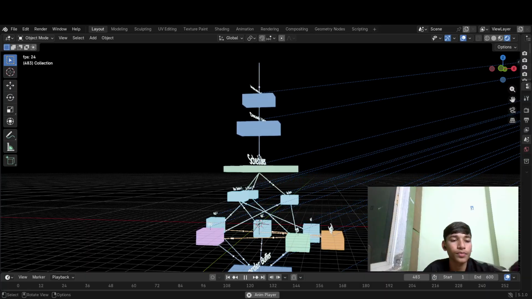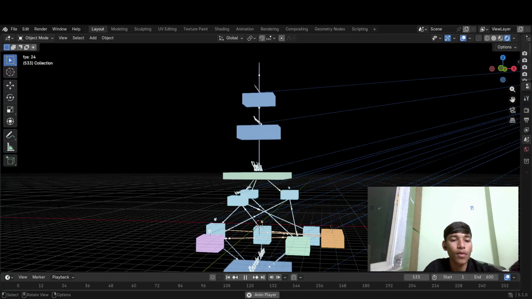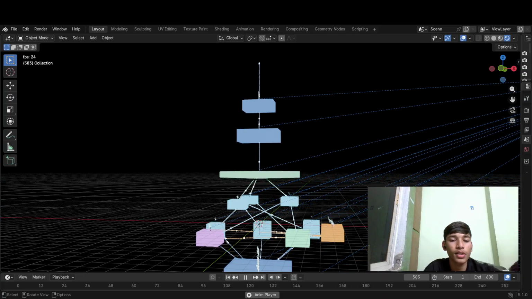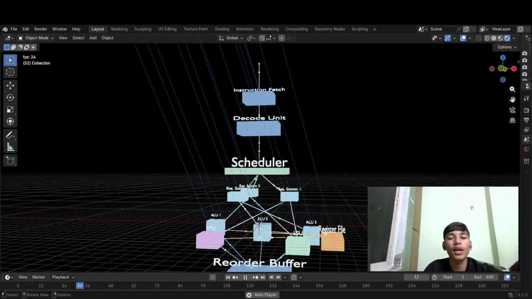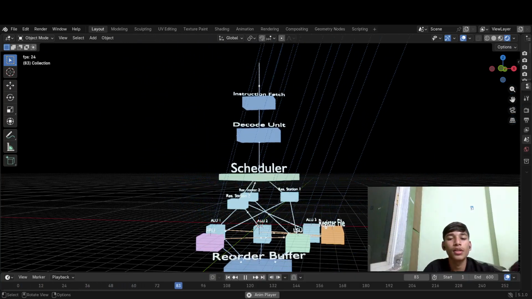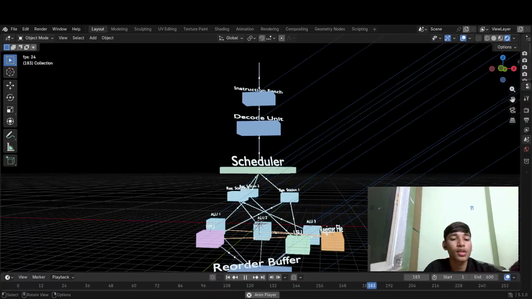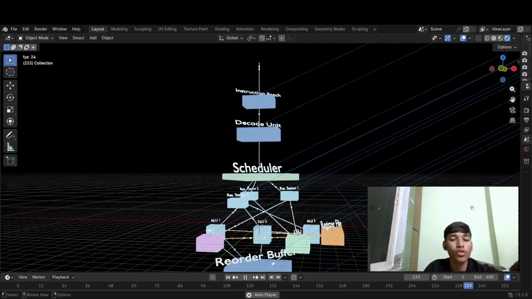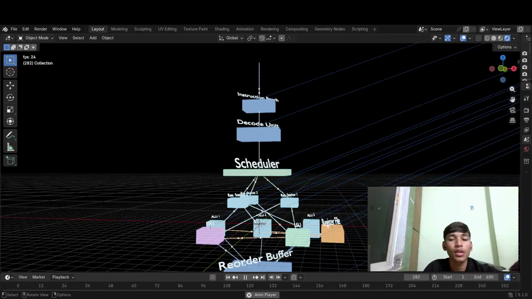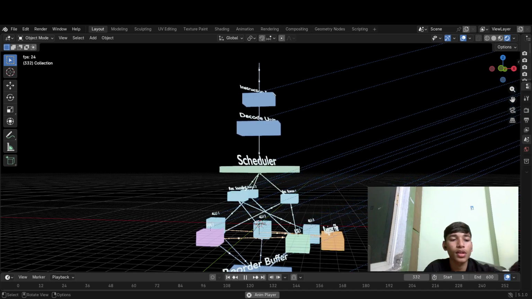Step 1. The front end. Our journey starts at the top of the architecture. You can see glowing particles entering the system. These are our program instructions. They first enter the instruction fetch unit, the IFU. The IFU's job is to pull the next instruction from the instruction cache.